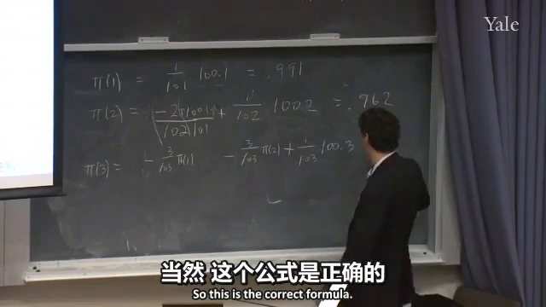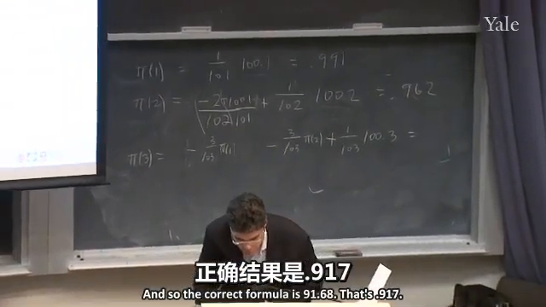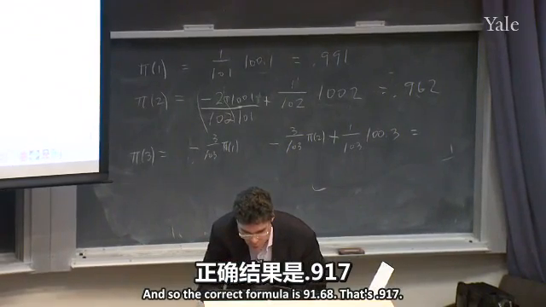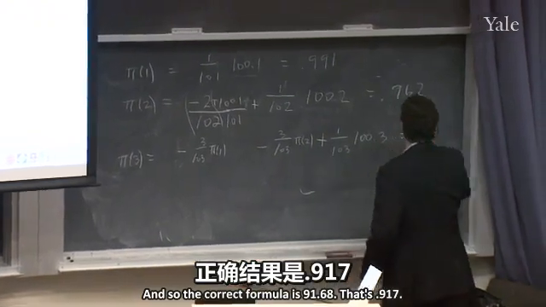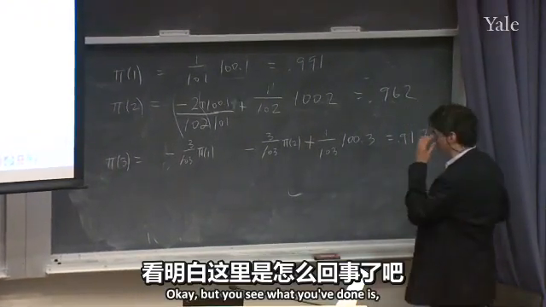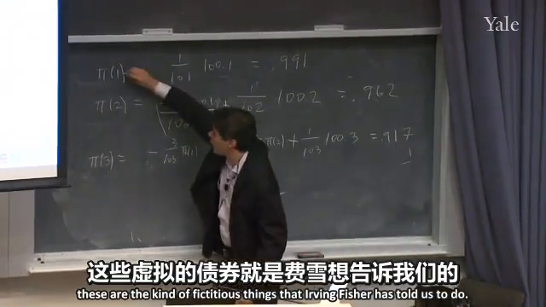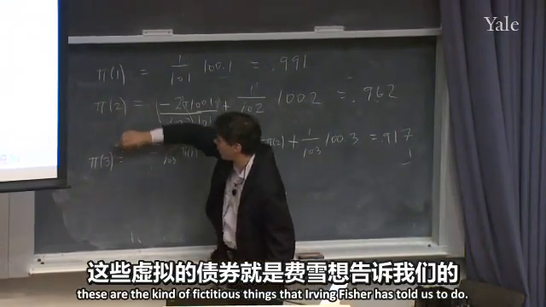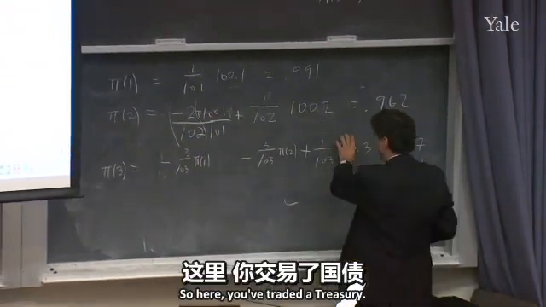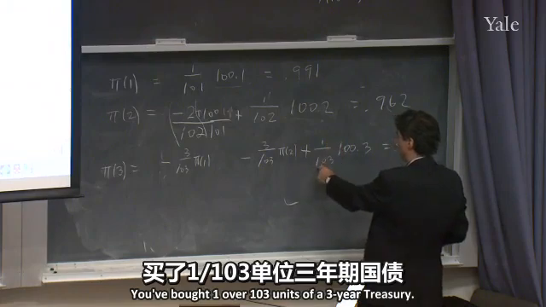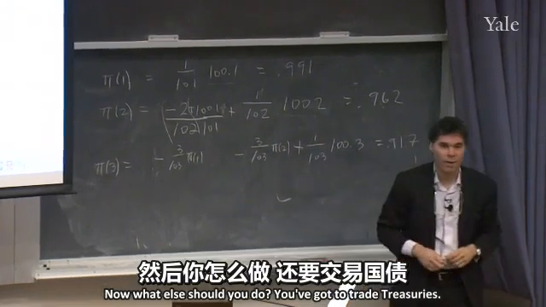So this is the correct formula. That's correct, and we can figure out what that is. Okay, and so the correct formula is 91.68. It's 91.9917. Okay, but you see what you've done is these are the kind of fictitious things that Irving Fisher has helped us deduce. What you're really doing in the market is trading the treasuries. So here you've traded a treasury. You bought 1 over 103 units of a 3-year treasury. Now what else should you do?